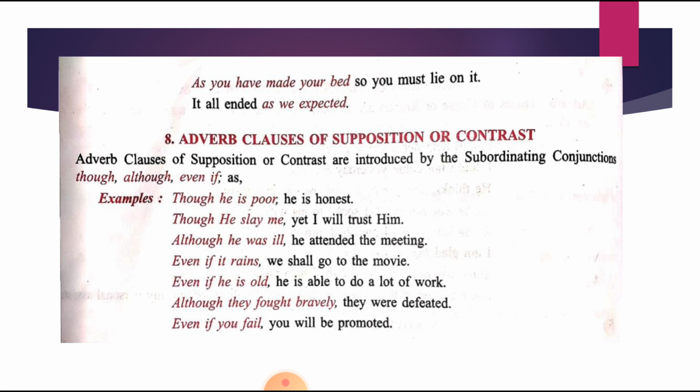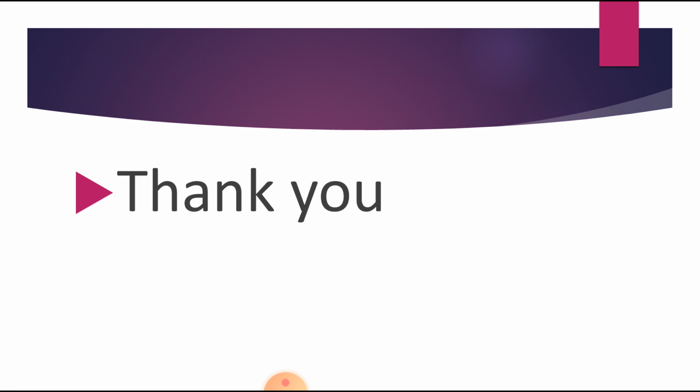For the result, we use so that, or such that. In adverb clauses of comparison, for degree we use than, as, and for manner we use as. When we talk about supposition, we use the subordinating conjunctions though, although, even if. That was all about adverb clauses. I hope you have all understood the different types of clauses: noun clause, adjective clause, and adverb clause. Thank you for listening.